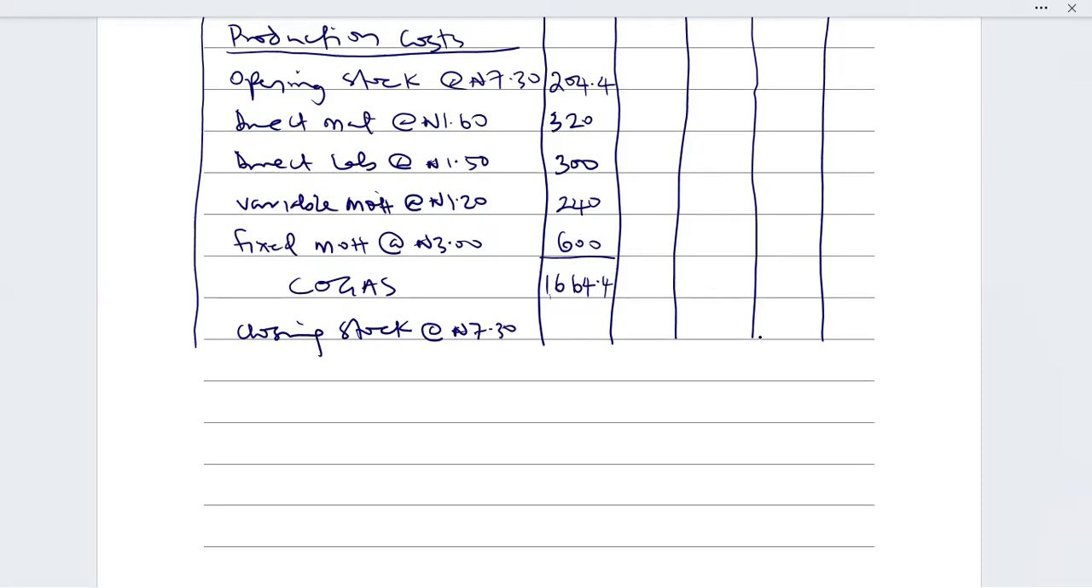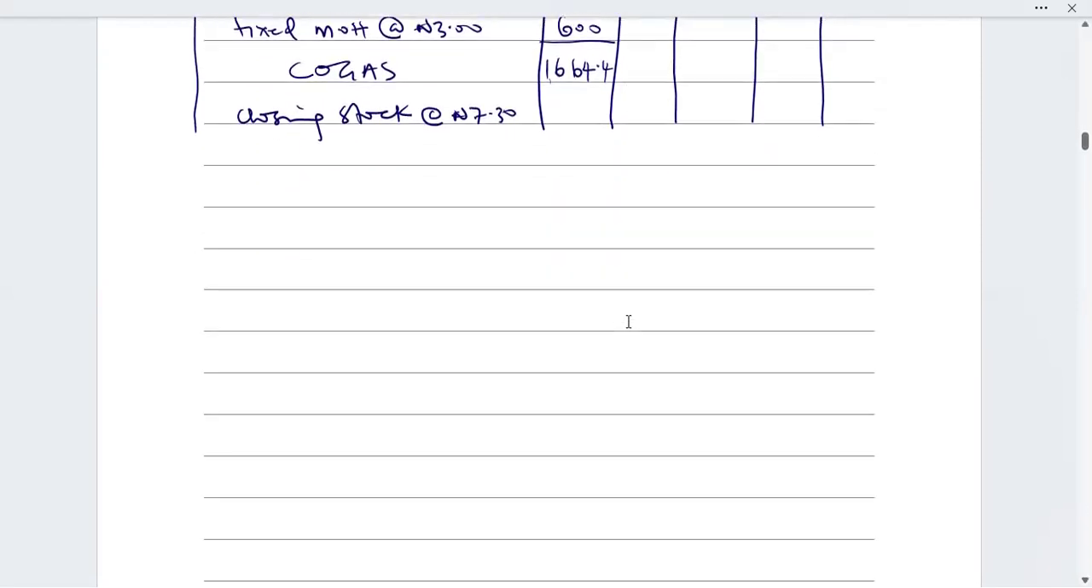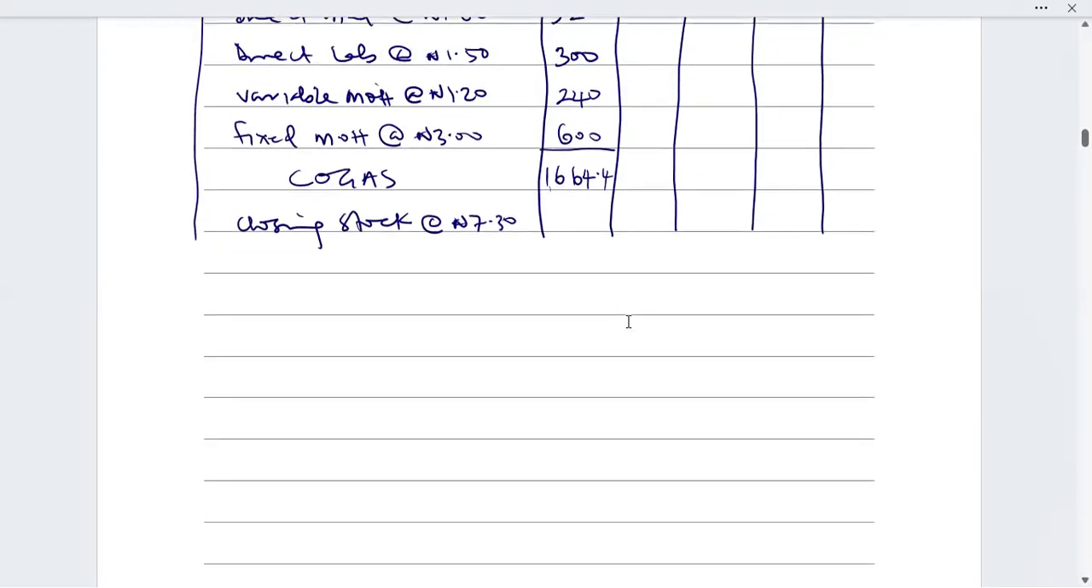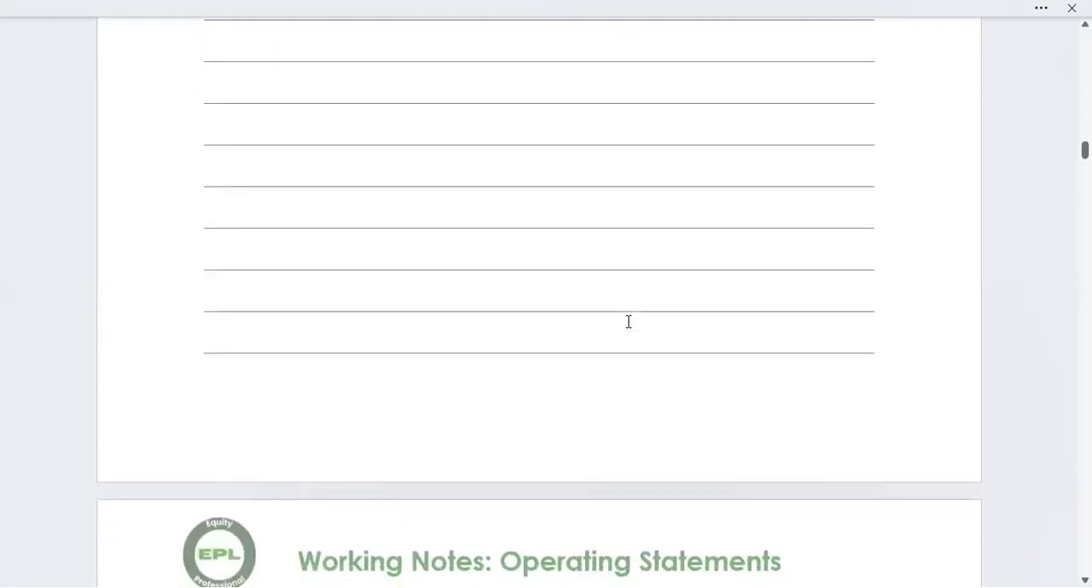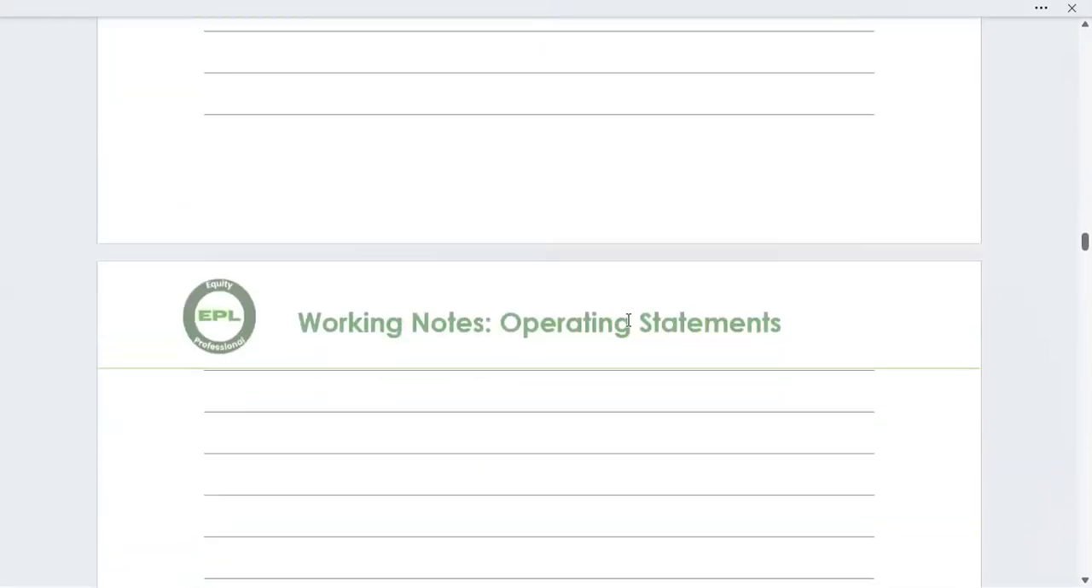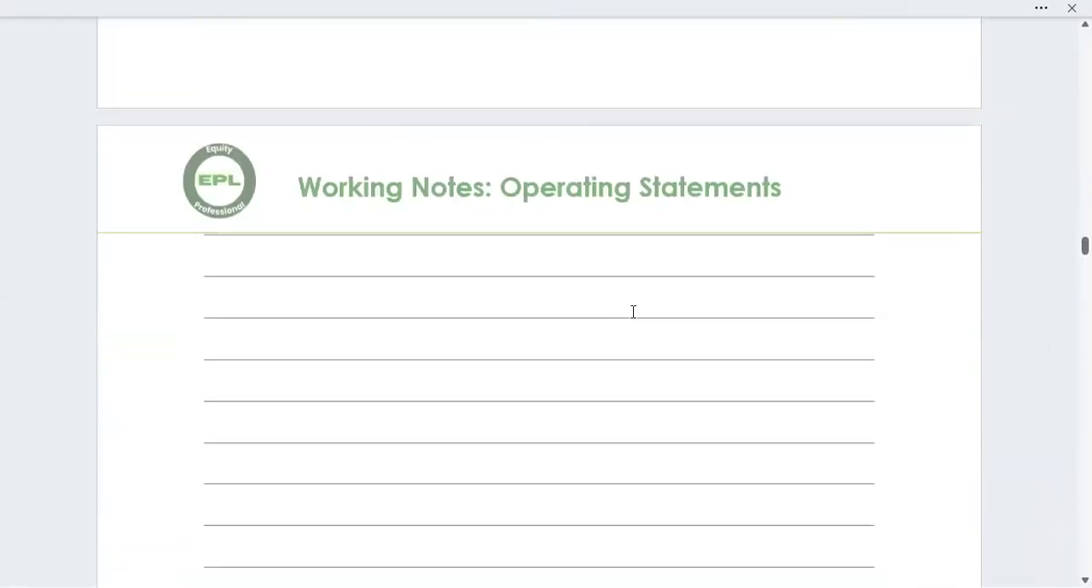So at this point, we need to go and do calculation for closing stock. Examiner will never give to you closing stock. So you are the one that will determine closing stock yourself. So this page is for absorption costing method. The second page is for marginal. The third page is for reconciliation statement. Then the fourth page will be for the workings.